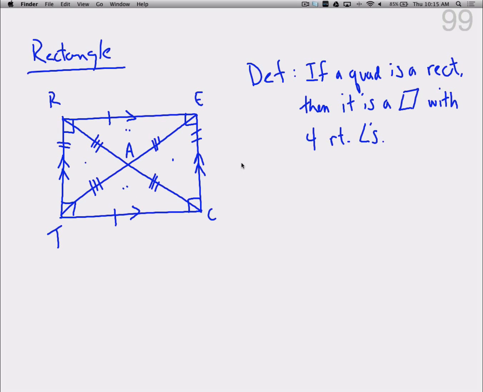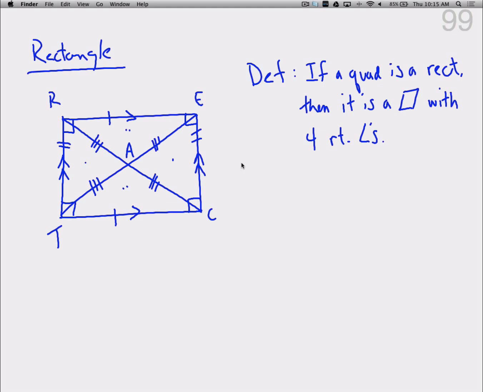Now, because it's a parallelogram, everything that applies to a parallelogram also applies to a rectangle. Are you with me on that? Okay. Golden retrievers are dogs, so anything that applies to a dog has to apply to a golden retriever. Right? Okay, good.